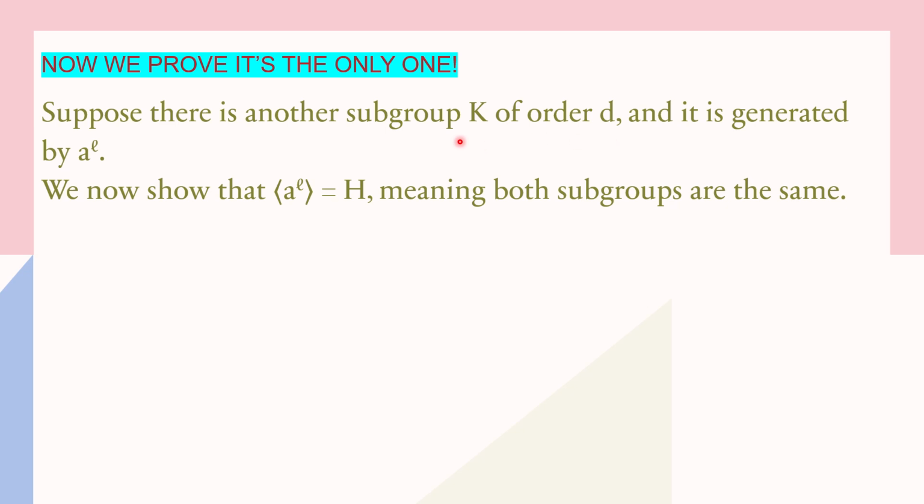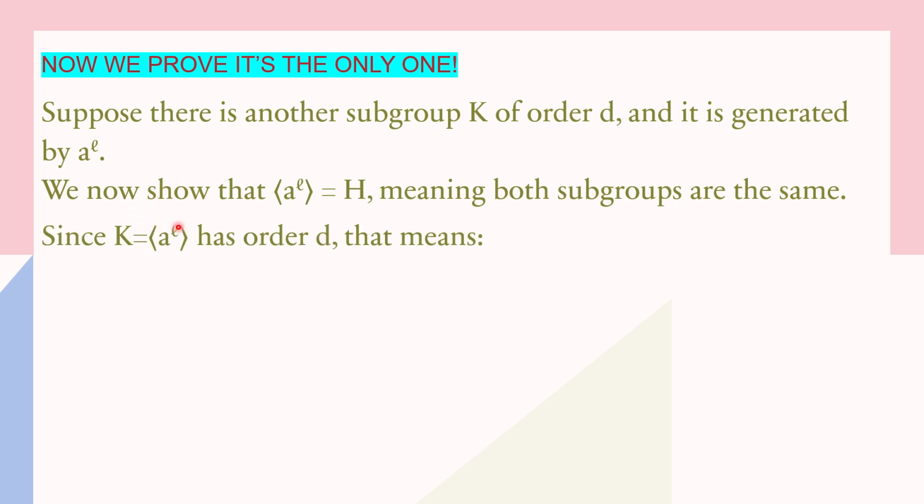Now this time this K is generated by a^l. H was generated by a^k. This K is generated by a^l, but the orders are the same. What we do is we show that this generator a^l is also in H. This means that both these subgroups are the same. This a^l, when it generates K, also generates H. If this is the case, then both of them must be the same. This is what we are going to prove.